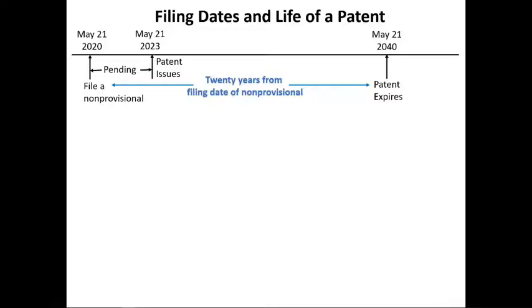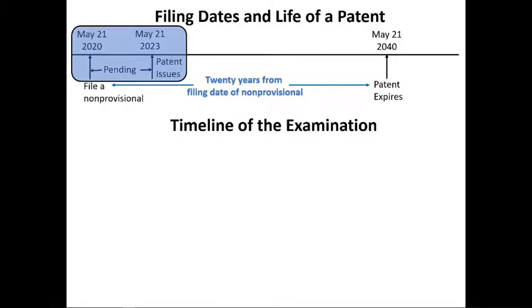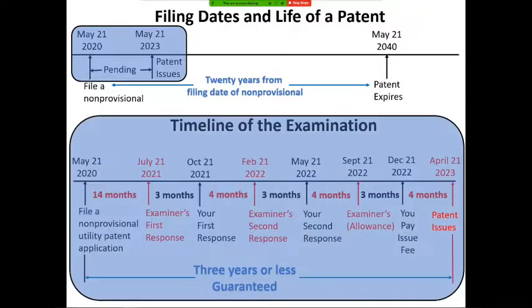And there you go. Now, let's focus in a little bit more on the pendency period of your application from when you file it to when it issues as a patent. And let's look at what happens during this time. Okay, so you file your application on May 21, 2020. The examiner then has a long time, 14 months, according to the rules, to look at your application and send you his response, the examiner's first response.